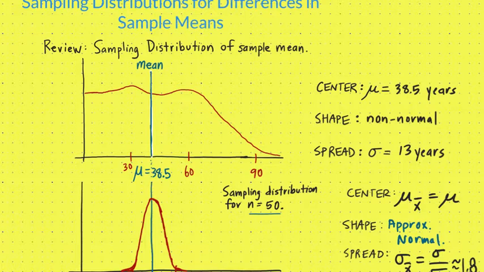So that's what we talked about last time: center, shape, and spread. When we stop looking at all the individuals, we start looking at samples, in this case, samples of size 50. So let's extend that, as we did with proportions, and talk about comparing two groups with their own unique center, shape, and spread.